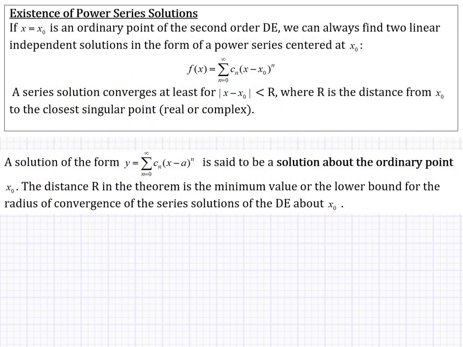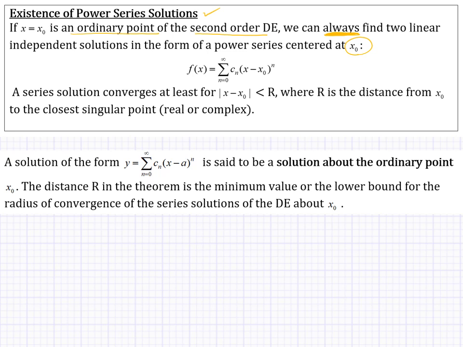Okay, so here's the big theorem that's going to basically tell us how we can do this and why we can do this, or I should say when we can do this. So it's the existence of a power series solution. When is a power series solution going to exist for a differential equation? It says, if x equals x sub 0 is an ordinary point for a second order differential equation, so we're talking about second order differential equations here, and we're talking about ordinary points, we can always, this is a big one, always find two linearly independent solutions in the form of a power series centered at x sub 0.